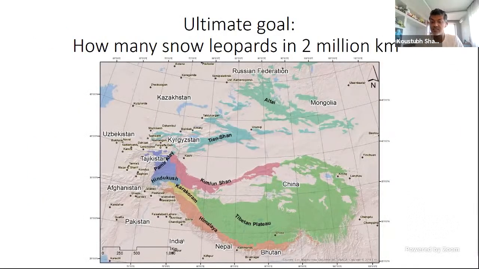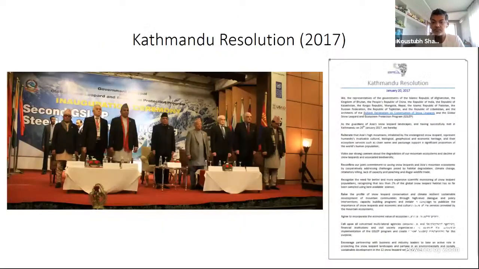Yes, it's not an easy task to unify methodological approaches to estimate abundance of a species that is spread over 2 million square kilometers, 12 countries, and is blessed with a rich cultural, political, and socioeconomic diversity.